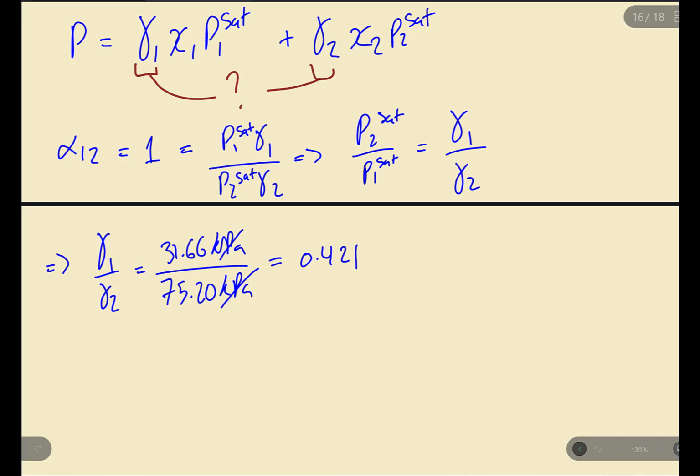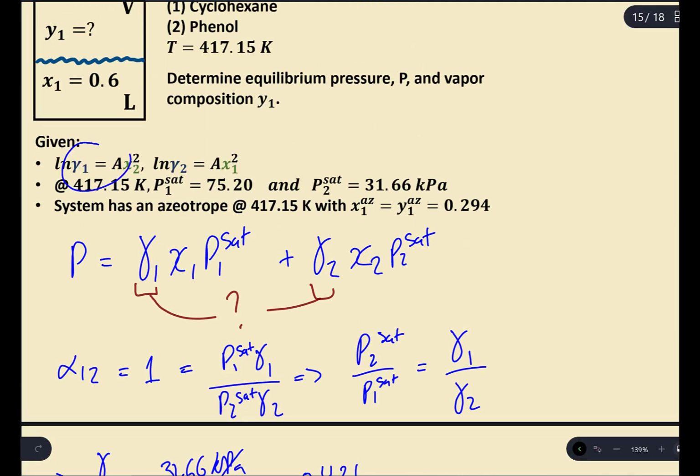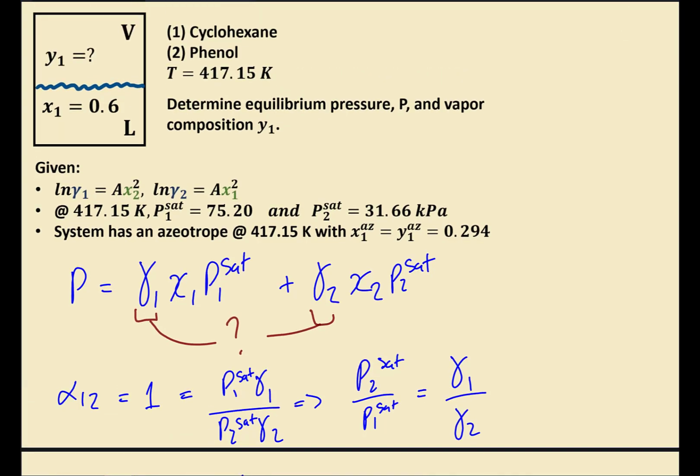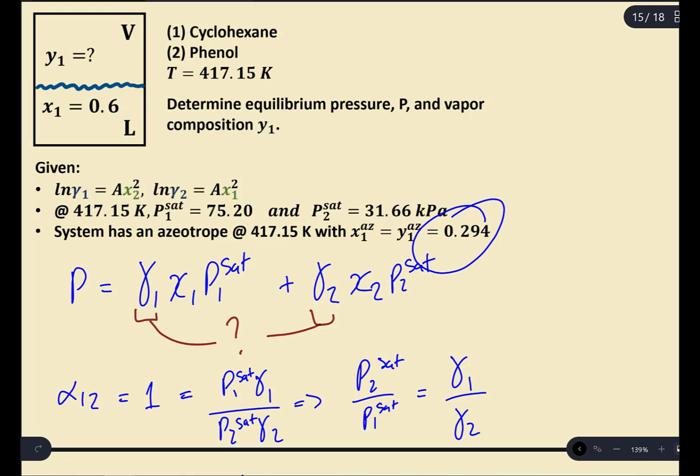Then from the previous problem, we saw how we can get gamma 1 over gamma 2. We subtract the two equations. So if I have this equation minus this equation, then I get natural log gamma 1 over gamma 2. And I know that number, so that will help me solve for A, because x is given. Actually, it's here: x1 at the azeotrope is 0.294.